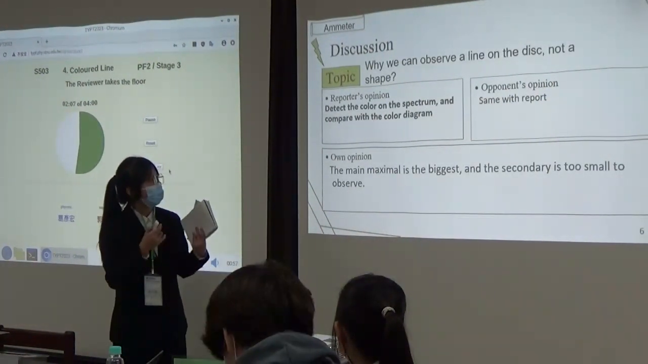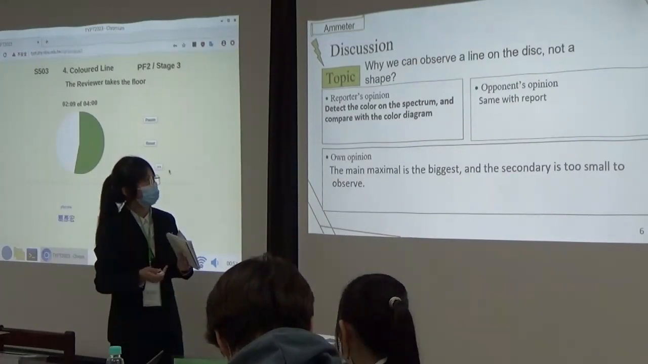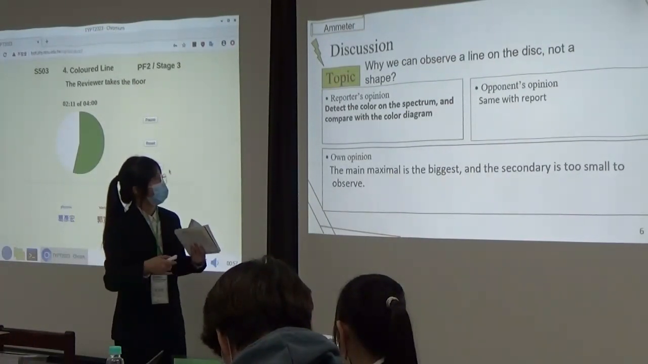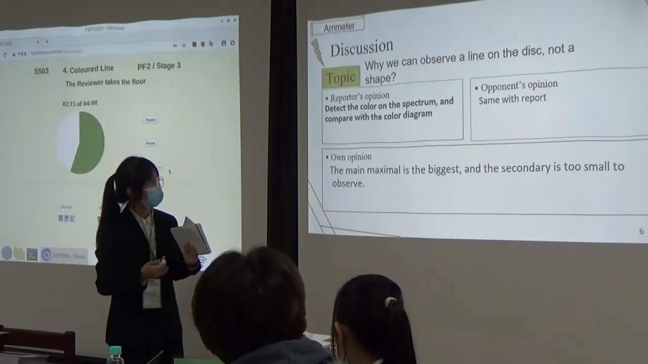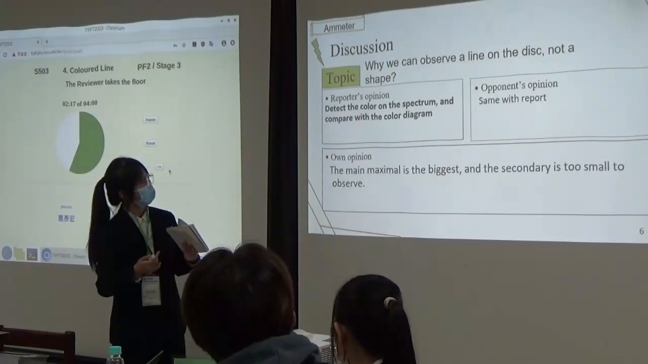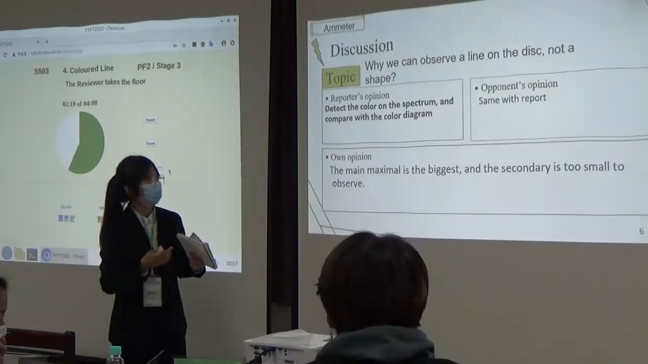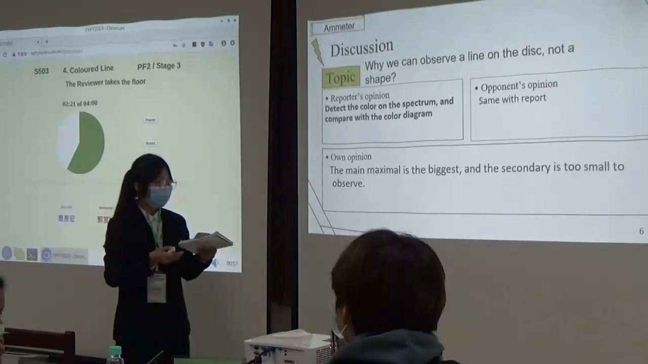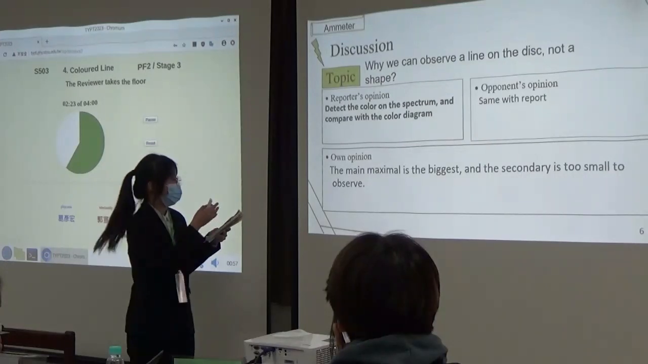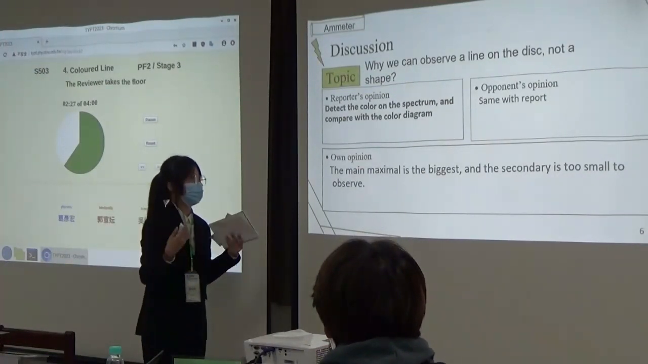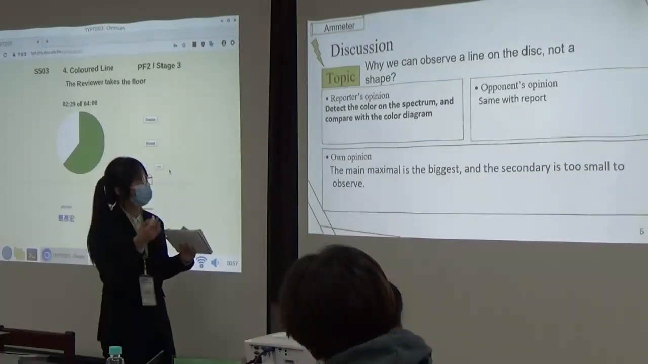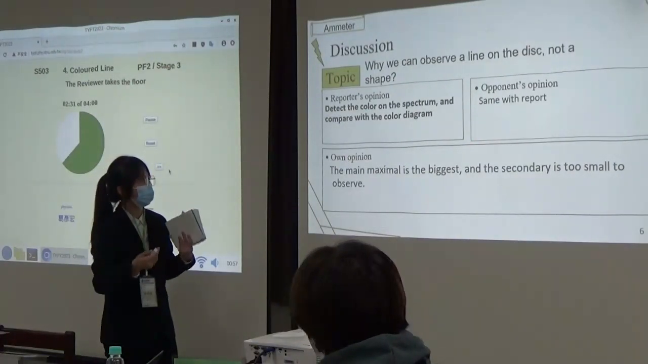And why can we observe a line on the disk, not the shape? The reported opinion is to detect the color on the spectrum and compare it with the color diagram. I asked how he defined the green that he can see, and he detects the color on the spectrum and compares it with the color diagram.